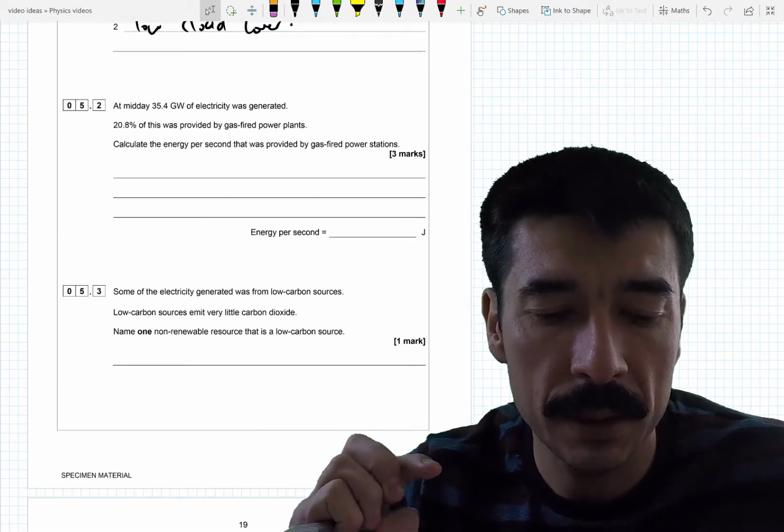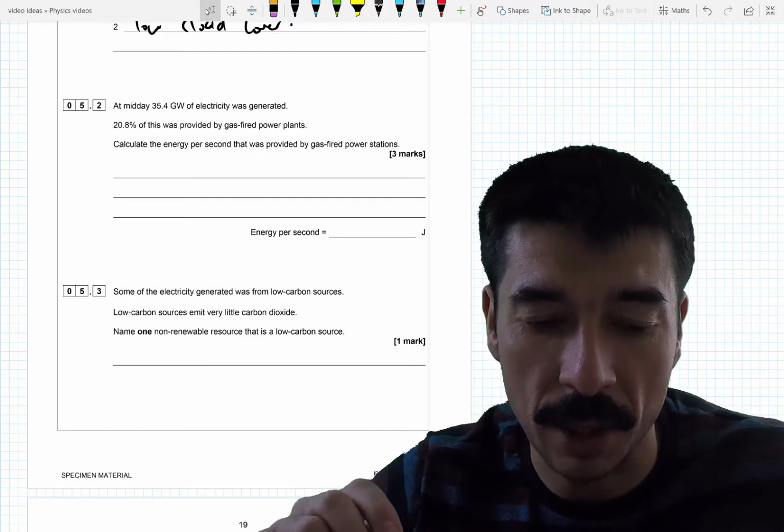At midday, 35.4 gigawatts of electricity was generated.